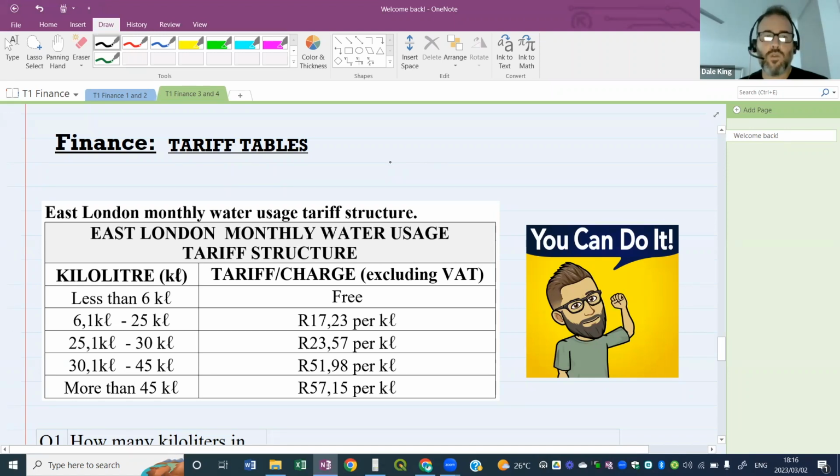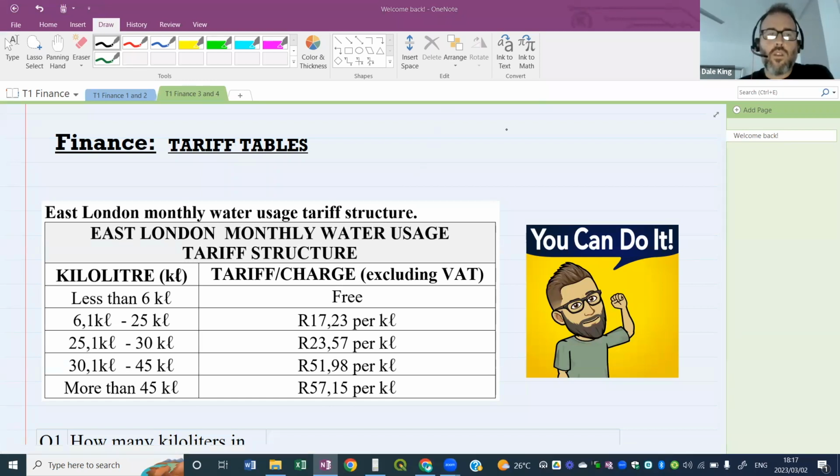So basic water usage. They decided that 6 kiloliters is enough for an average household for basic water usage in 1 month. And because of that, a lot of the municipalities back then had this first category here that if you use less than 6 kiloliters of water, you don't get charged for it. Today, they don't really do that. I think there might be one or two smaller ones, but most of the major municipalities don't. They still charge people for the first 6 kiloliters.